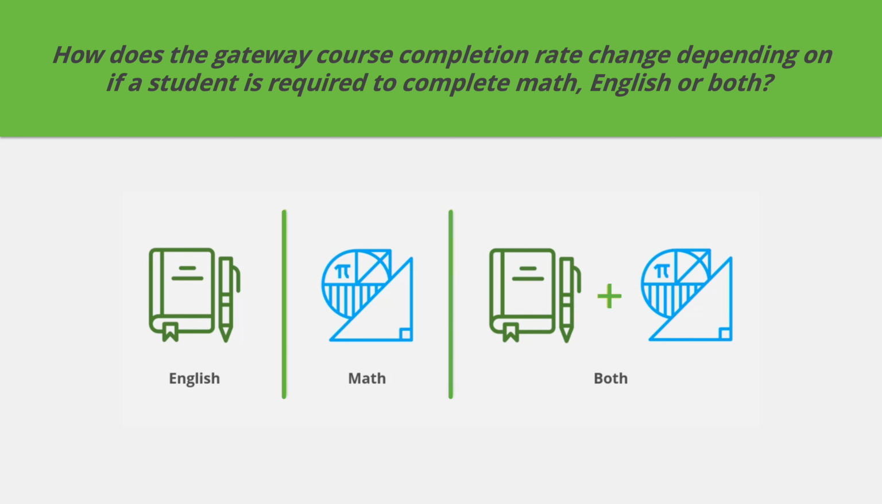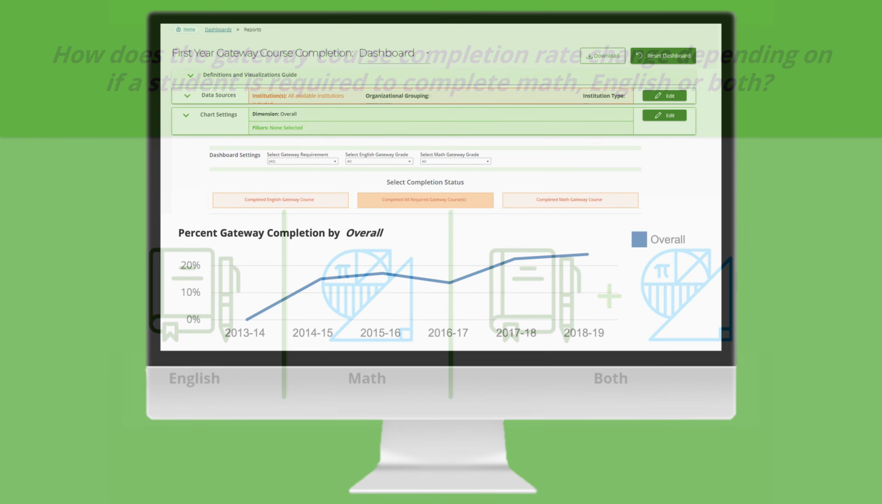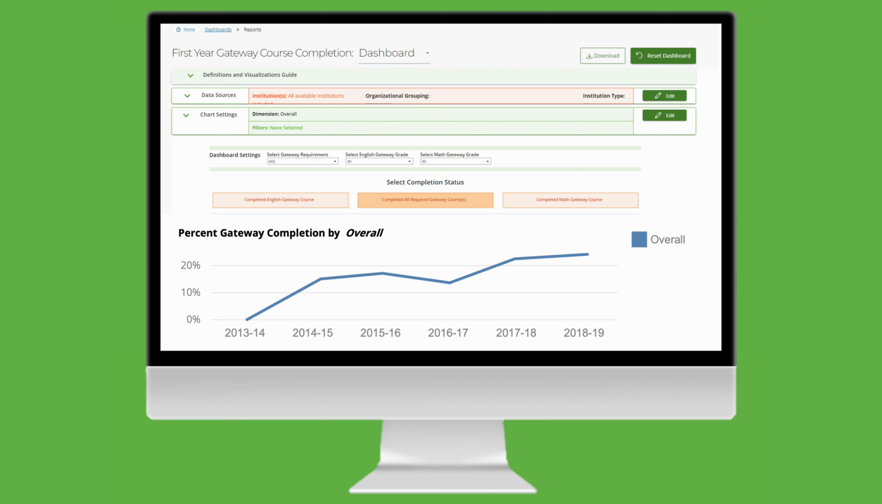Let's use this dashboard to answer this question. How does the gateway course completion rate change depending on if a student is required to complete Math, English, or both? The Gateway Course Completion dashboard is one of the early momentum metrics.